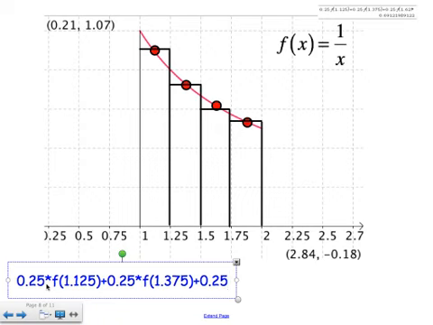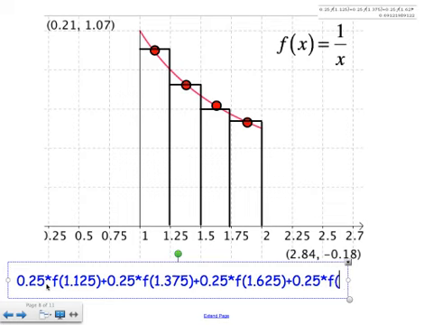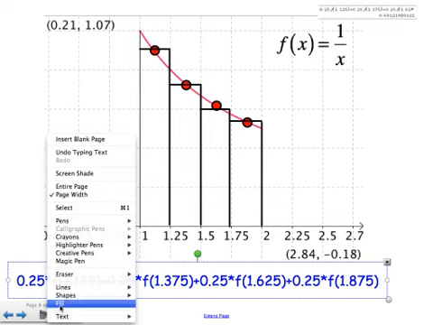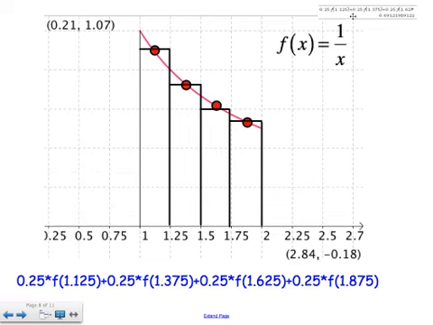The third rectangle, 1.625 is the x value, so the height is f of that number. And the last one will be f of 1.875. And let's go ahead and take a look at what the calculator says that number is close to.